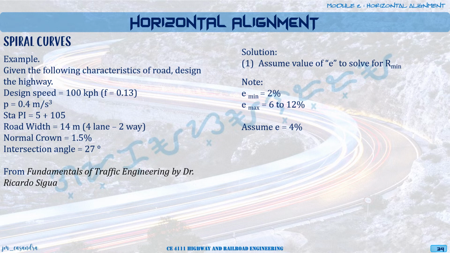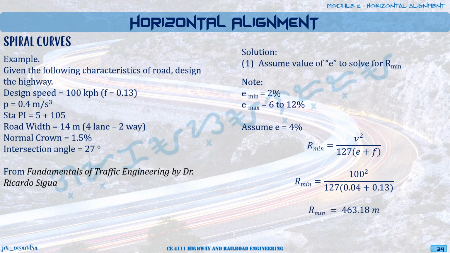With that, we apply what we have learned in our previous lectures. Our Rmin is equal to V squared divided by 127 times e plus f. So we have 100 squared divided by 127 times 0.04 plus the friction of 0.13, which will give us a value of 463.18 meters. We could round this off to 464, but in this case, I'll be rounding it off to 465 meters.